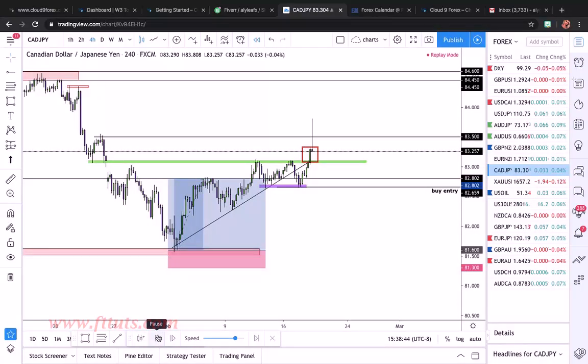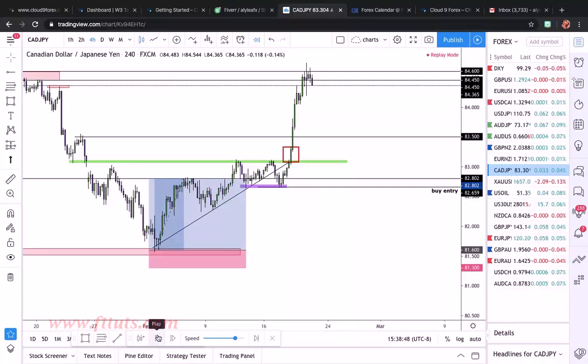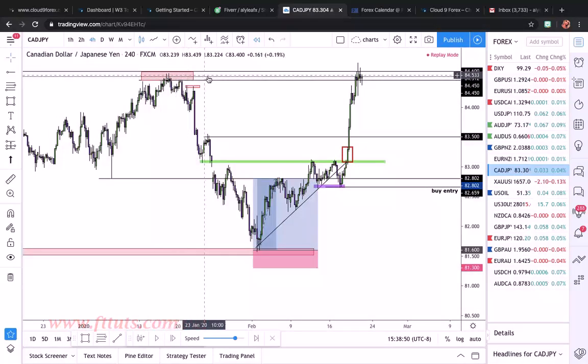So then we had a huge impulse up. And where was our target? Obviously, our next resistance level. Okay? So it's really, really simple once you follow a pair.